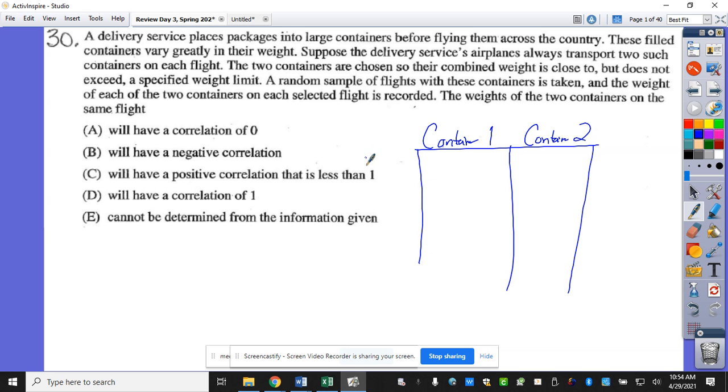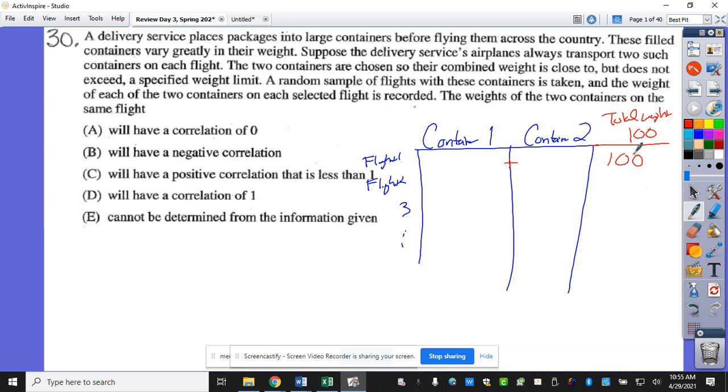Well, this would be like flight 1, flight 2, so forth. I know that these two have to do what? Have to be under some specific weight. So let's just make up a number. Let's make up something easy. Let's say their total weight has to be 100.